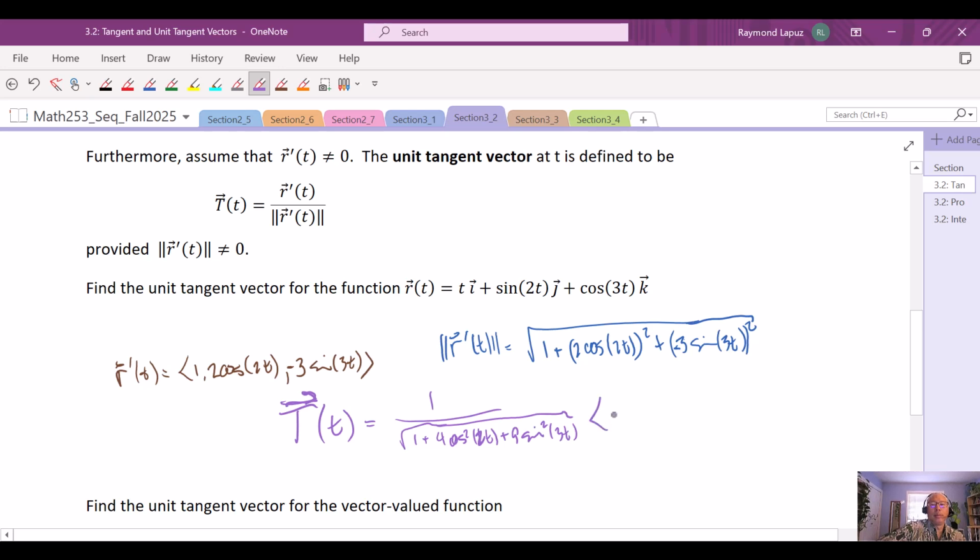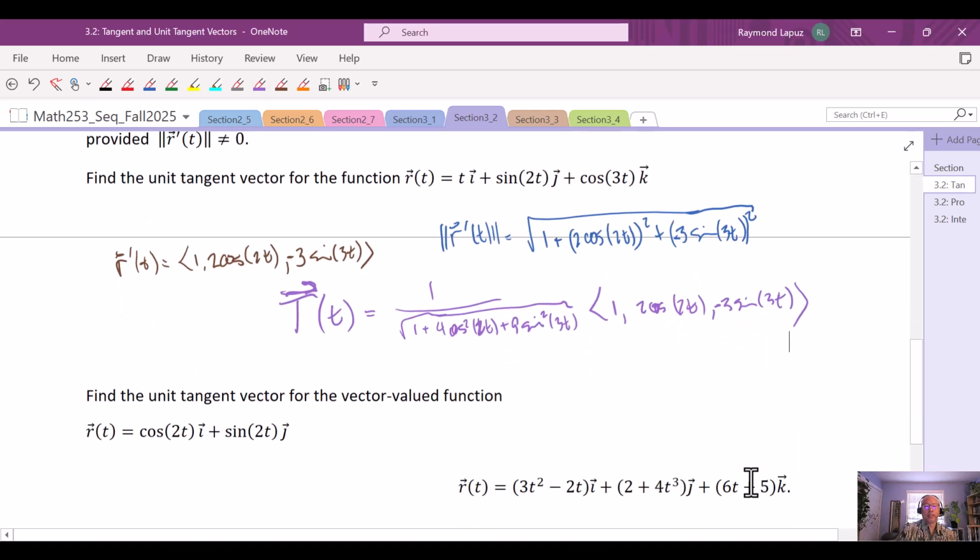And then we'll multiply it by the vector 1, 2 cosine 2t, and then negative 3 sine 3t. The negative here is important because we're not squaring it. Okay, that is your complicated looking unit tangent vector. Let's do a couple more.